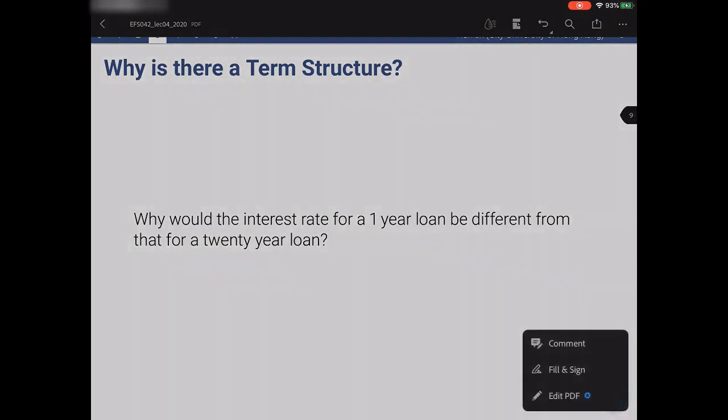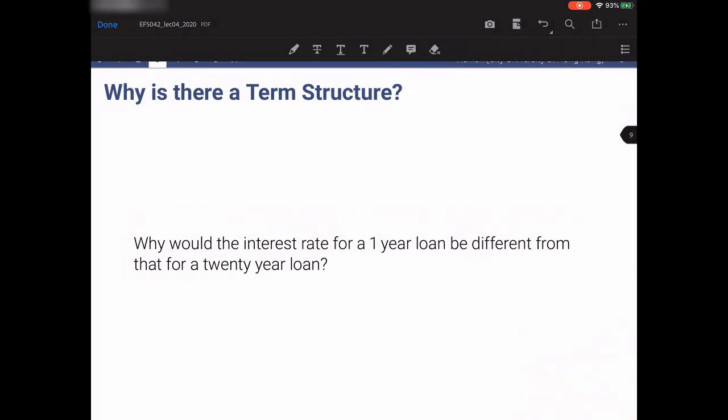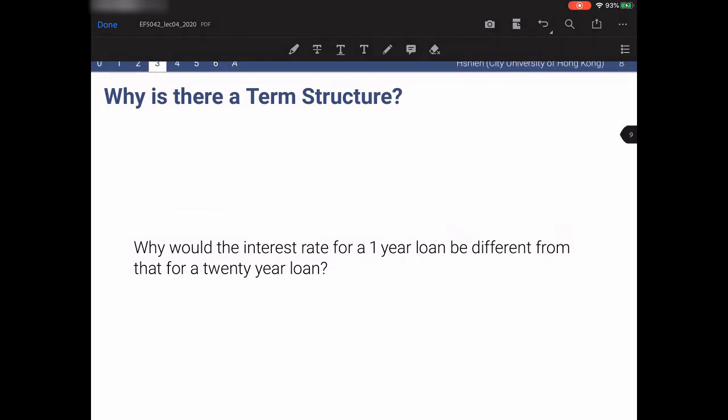So first things first, as you can imagine, the enemy of fixed interest investments is inflation. If you expect inflation to change in the future, then the risk-free rate should also be different in the future as well. So I'm going to write inflation risk.